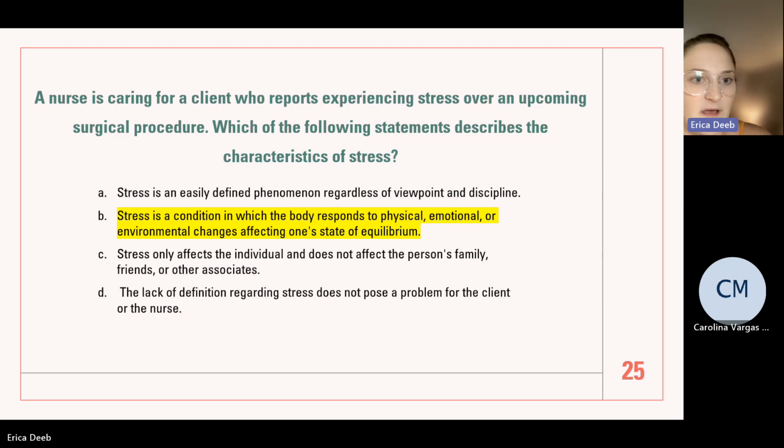So A is just not a great definition, and I wouldn't say it's easily defined. There is a definition regarding stress, so D is not the correct answer. And then stress does affect the person's family, friends, and associates a lot of the time. That can even be the reason that the patient finally seeks help, because their family and friends and associates are saying, enough's enough, your stress is starting to cause problems in my life, and I'm really seeing that stress affect you. So definitely C's incorrect. So B is going to be our best answer for that one.